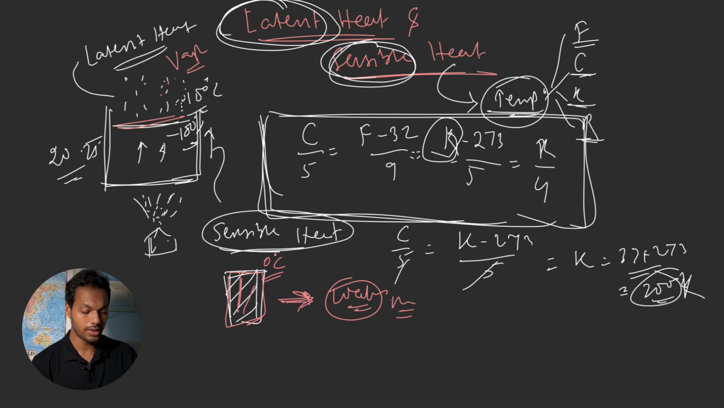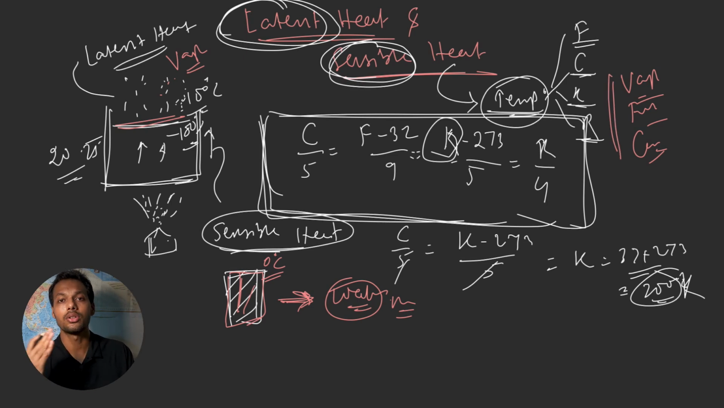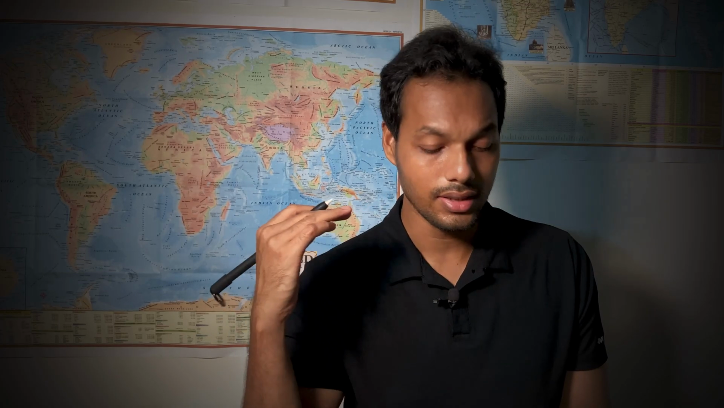So there are different types of latent heat: latent heat of vaporization, latent heat of fusion, and latent heat of condensation. In all these cases a phase change happens, solid to liquid, liquid to gas, or gas to liquid, and whatever heat energy is used in that phase change is called latent heat. But when we can sense the heat in the form of temperature, that is called sensible heat. I hope the concept of latent heat and sensible heat is clear, and how to convert between different temperature scales.